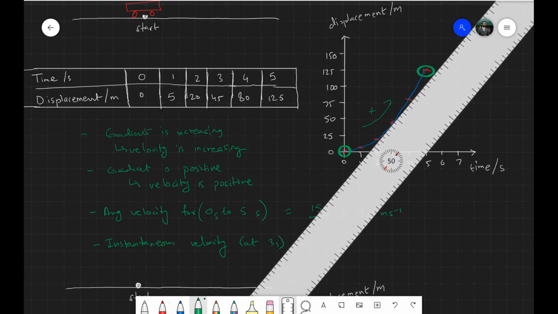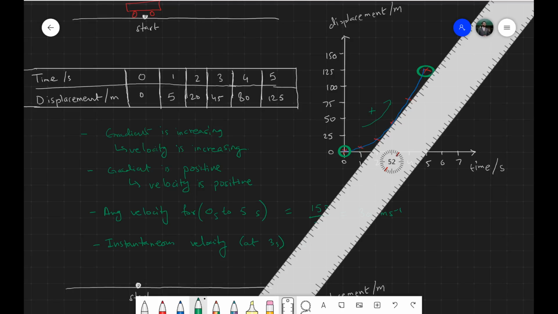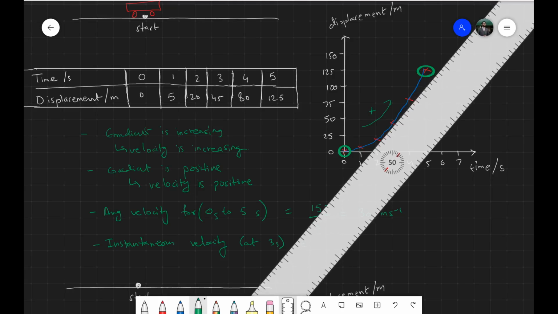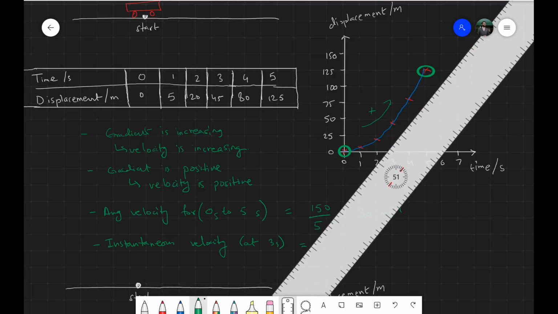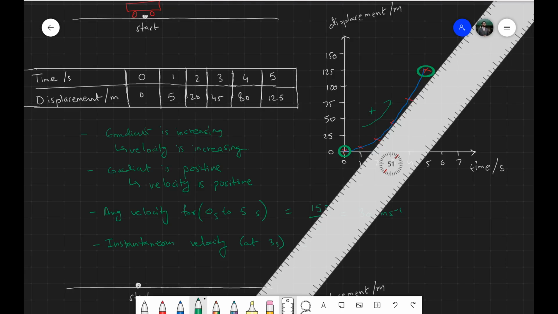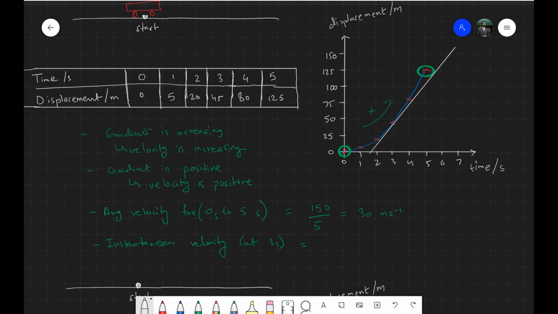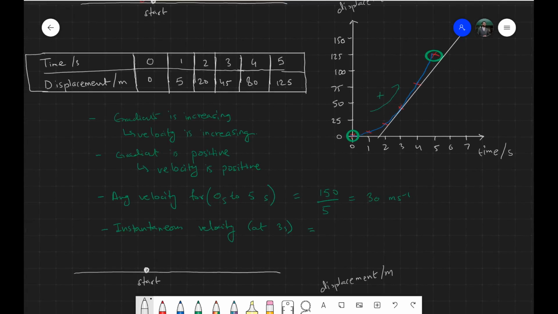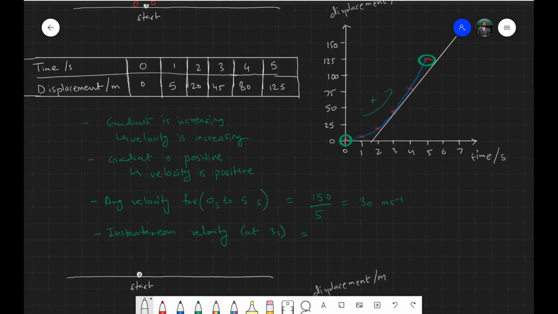So for that, what you need to do is draw a tangent to the curve, and the tangent is gonna look something like this. It's a line which just touches the curve at one point. So we draw a straight line like this, which just touches the curve at one point, and we find the gradient of this white straight line, and that gradient would look something like this.